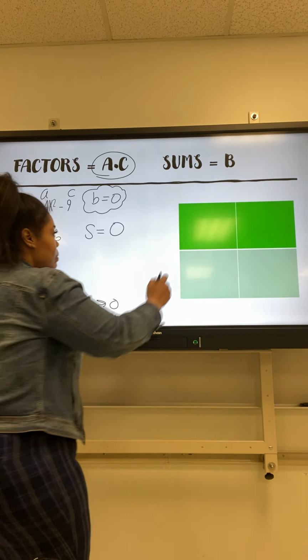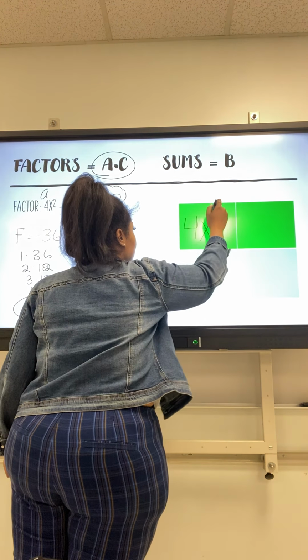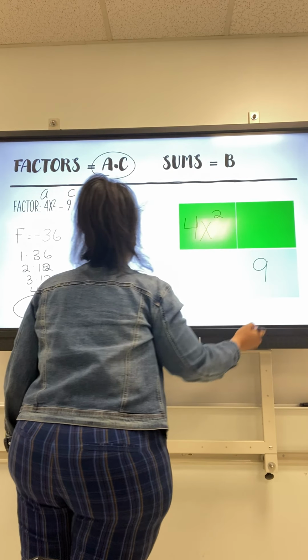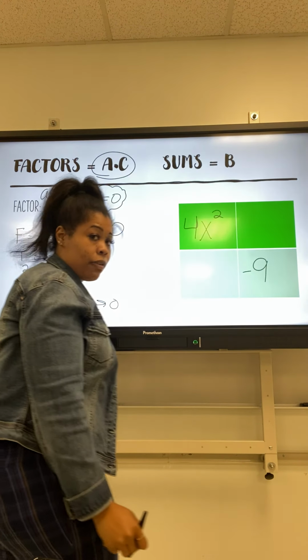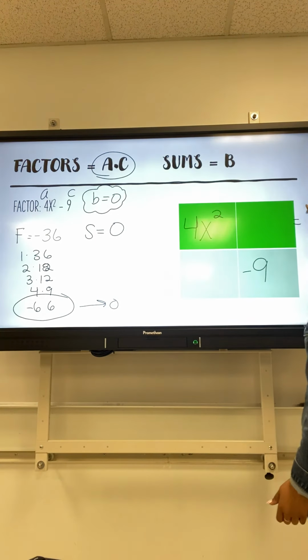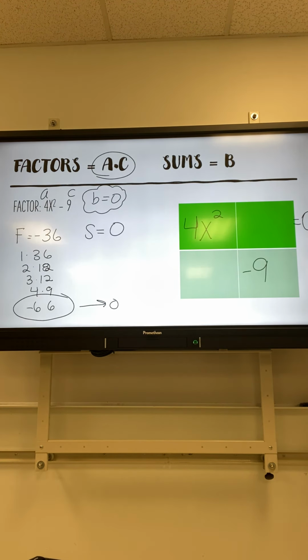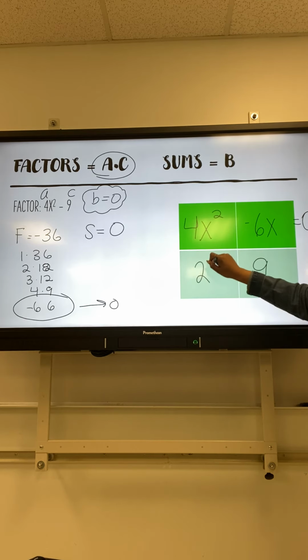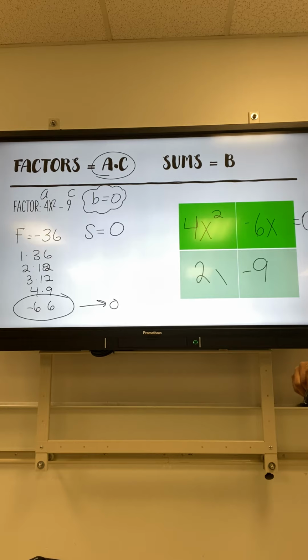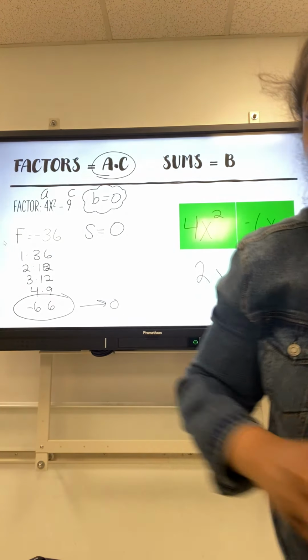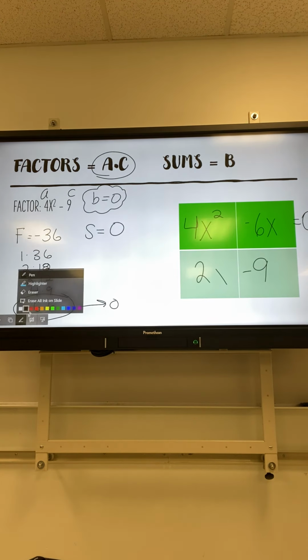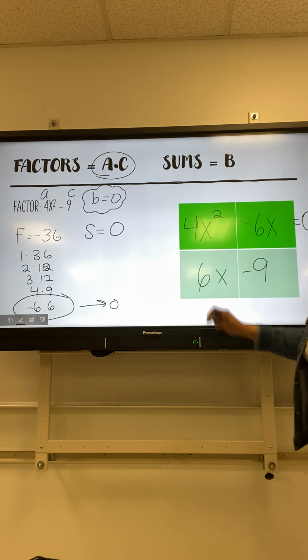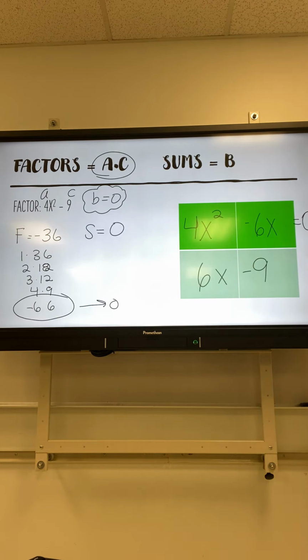So we set up our box. First square is 4x squared. Here we have a negative 9. Don't forget the negative. And then we want them to add up to 0. And so our factors were negative 6x and that should be a positive 6x, and a positive 6x. And so now we want to see what we can factor out.